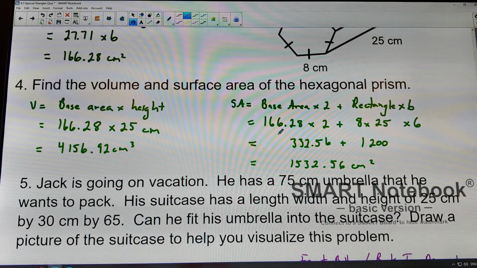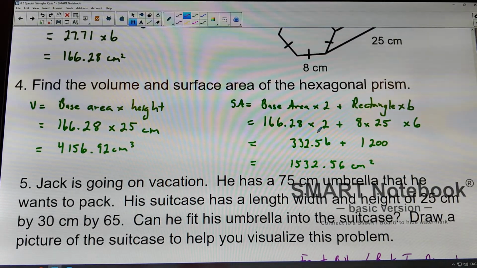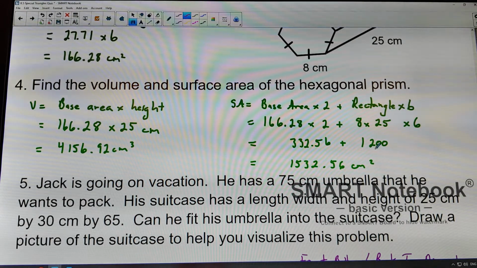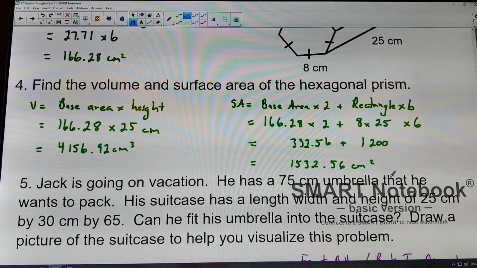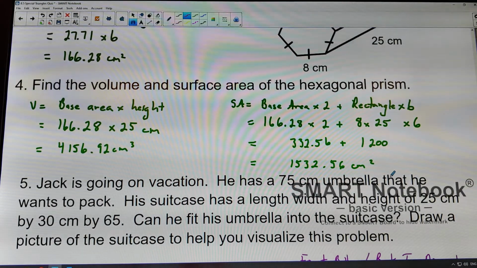So I explained where all that came from. Now just following BEDMAS, multiplication first. So 166 times 2 is 332. 8 times 25 times 6 is 1,200. Add those together, and you get a surface area of 1,532.56 centimeters squared.